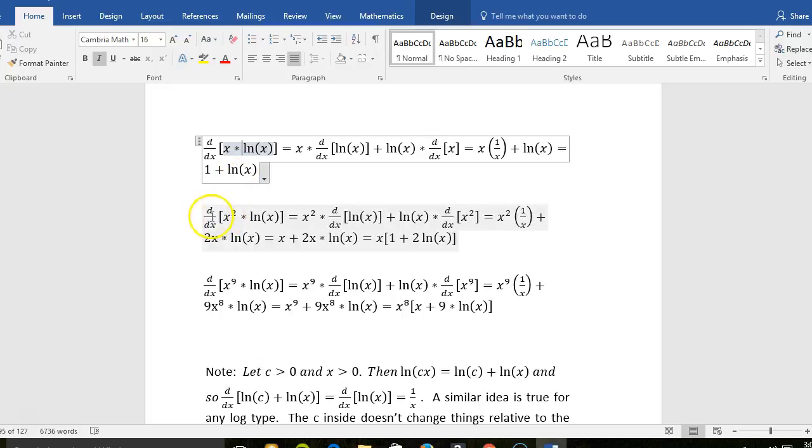And now if we do the derivative of, let's say, x squared times the natural log of x, that would be in a similar fashion. x squared times the derivative of the natural log plus the natural log times the derivative of x squared. Now again, the derivative of the natural log is 1 over x. And then plus the natural log times the derivative of x squared, which is just 2x. Now this x squared and 1 over x, that's just going to make x. So I have x plus 2x natural log x.